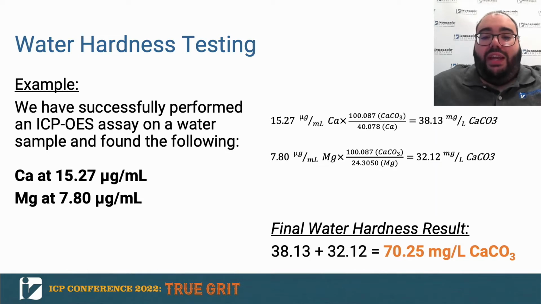So let's tackle the magnesium result. We have 7.8 micrograms per milliliter of magnesium. That's going to convert to 32.12 milligrams per liter of calcium carbonate. Now that we have those values, we simply add them up and get our final result for water hardness as 70.25 milligrams per liter of calcium carbonate.